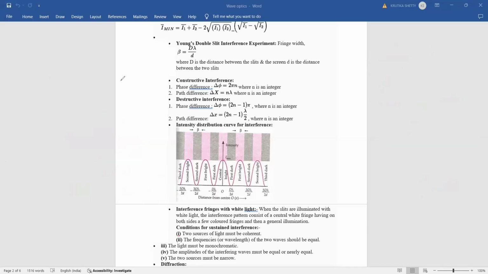So again, in the interference of light, we can study the types of interference. What are the different types of interference of light? Only two types are there: constructive interference and destructive interference. So we need to see the definitions, which carry marks. What is constructive interference and what is destructive interference? Okay, so how can you define them?